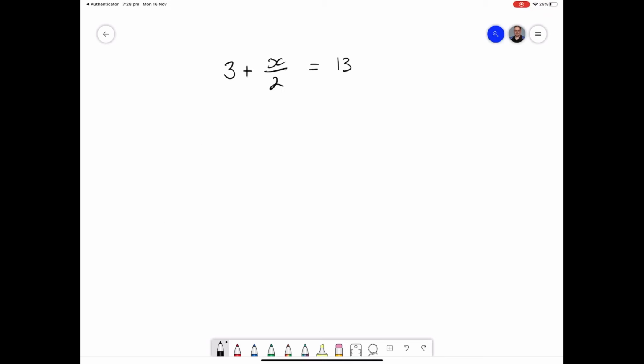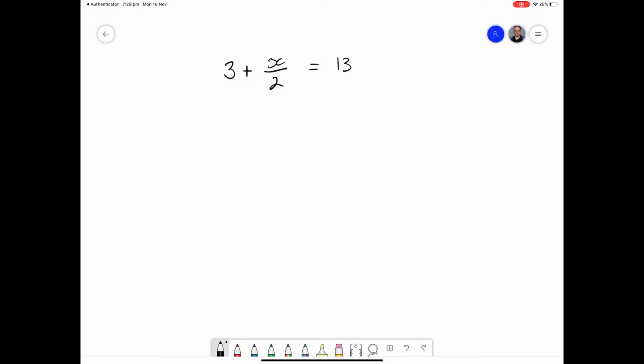Okay, here we have another example. 3 plus x over 2 equal to 13. So here, again, if we look carefully, we can see two operations. First, we have an addition, and we also have a division. So we know this is going to be a two-step process. And we want to think about the order that we do these, which is going to be the reverse of how we would normally solve it. So we would normally do our division, and then we'd do our addition. So to do that in the reverse order, we're going to try and get rid of the addition, and then do our division next.